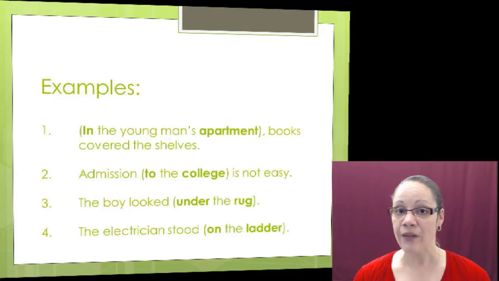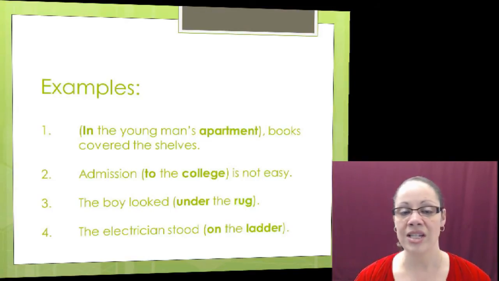Now you will have some words between the preposition and the object. In this case, the young man's are 3 words that are between the preposition and its object. So don't be alarmed by that. You will have in most cases words that are in between those 2. Okay, now let's look at our second example.